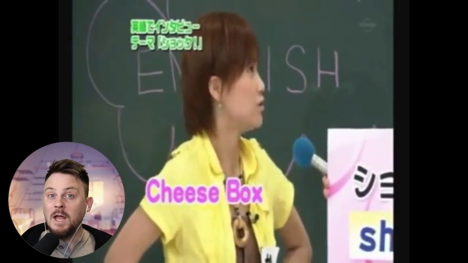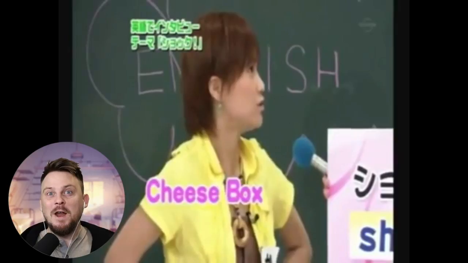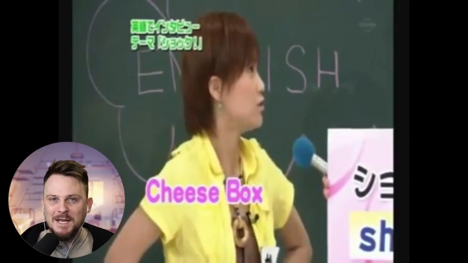Box. Okay, again. She's making a one-syllable word into two syllables. Box. The one reason I love to imitate different accents is because it's a great way to practice your awareness. Cheese box. So it's a really hard K sound and it's being made into two syllables.